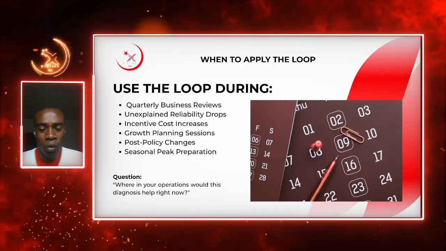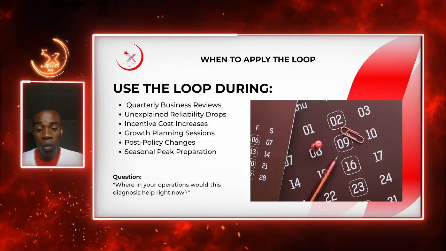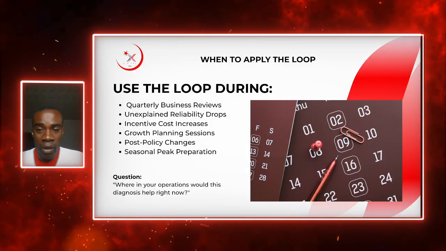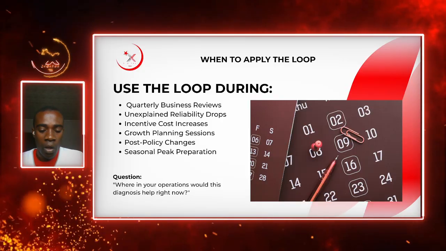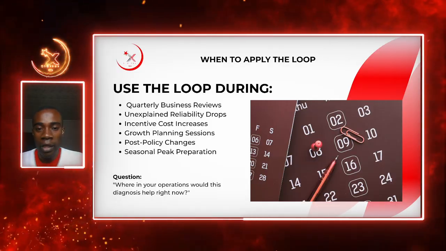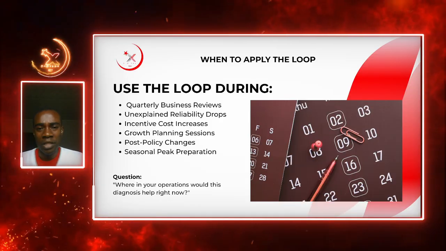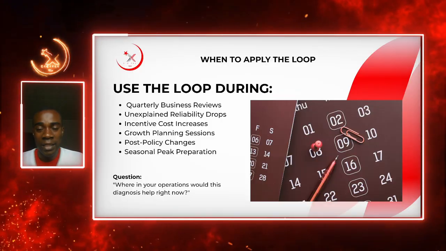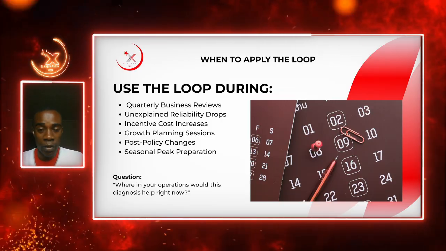So when should you use this diagnostic tool? When can you use the partner economics tool? During your quarterly reviews, absolutely. But more importantly, use it when reliability drops without obvious causes, when incentive costs increase but performance doesn't, before any major growth push, after platform policy changes, and during seasonal peak planning. So basically, use the partner economics loop anytime you're about to make a significant decision about your partner strategy, because knowing and understanding the system changes the treatment.